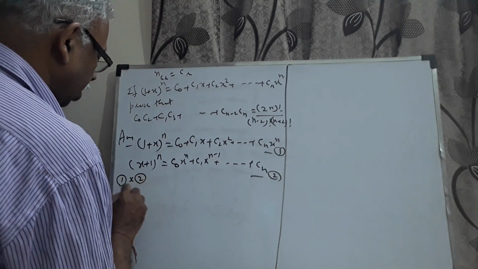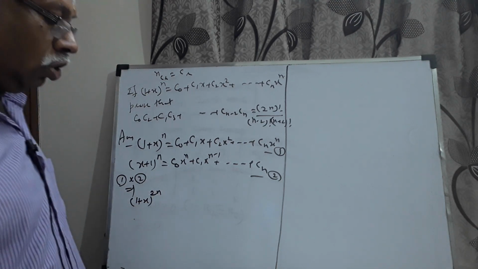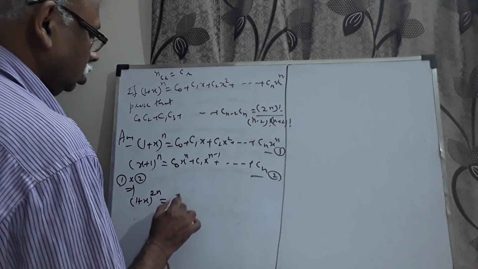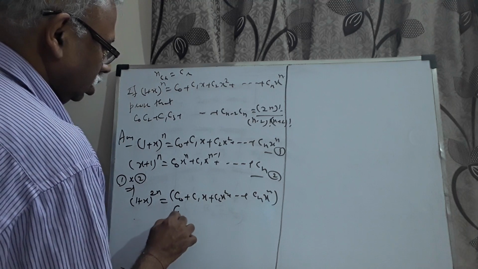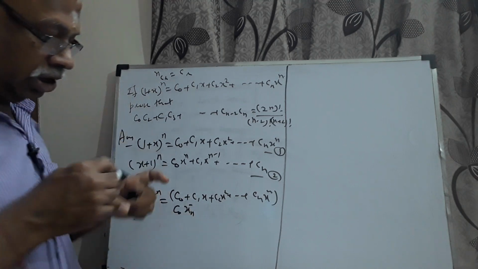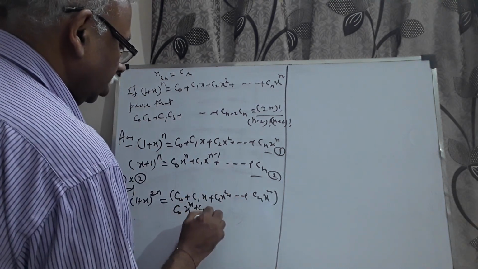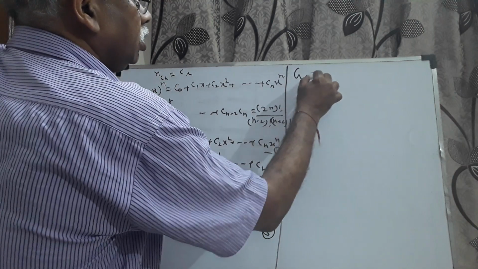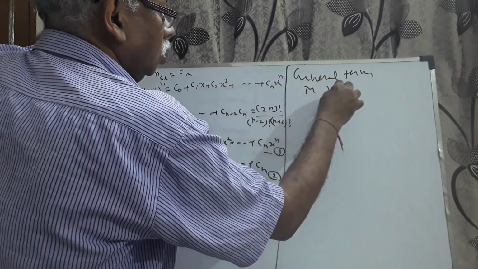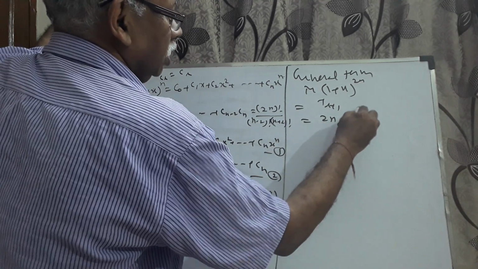Now let me just multiply 1 and 2. Here I will write this as (1 plus x) raised to 2n. (1 plus x) and (x plus 1) both will be the same. On the other side I write it as C0 plus C1x plus C2x squared plus etc. Cn x power n, and here I write C0 x power n plus C1 x power n minus 1 plus etc. Cn. You name this as equation 3. Now the general term in (1 plus x) raised to 2n will be the (r plus 1)th term, 2n Cr x power r.